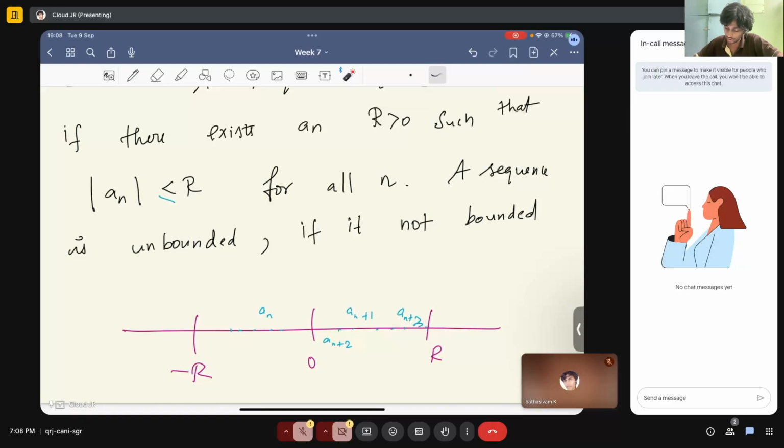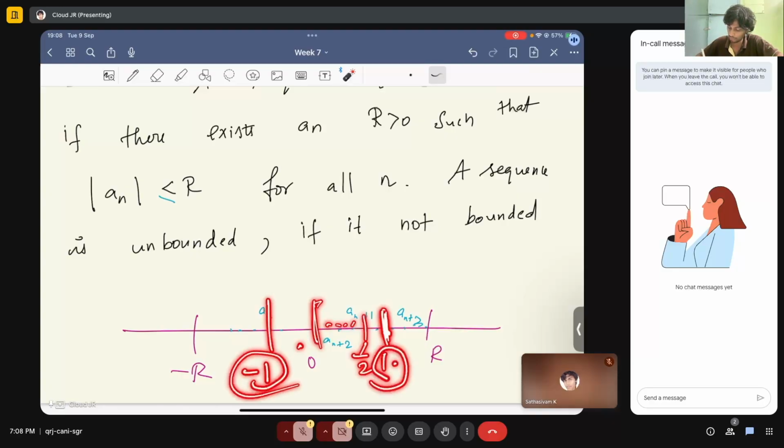So what about the sequence 1 by n? 1 by n is bounded, right? This is 1 by n, this is 1 by 2, etc. So you go like this, and you are bounded by 0 here and bounded by 1 here. But if you want to say bounded in the sense of the definition, you can choose minus 1 to 1.